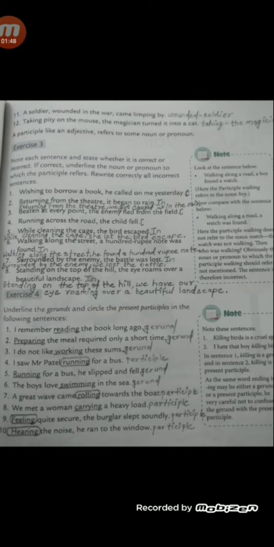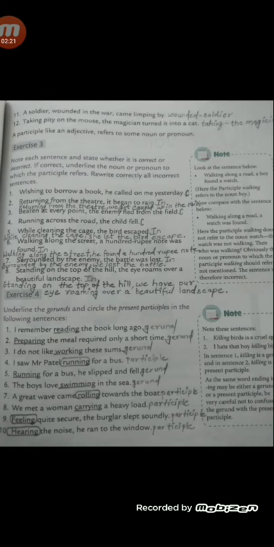"Beaten at every point, the enemy fled from the field." It's a correct sentence. Why? Because beaten is a past participle and it is referring to the noun, the enemy. Look, beaten at every point. Who was beaten? The enemy.